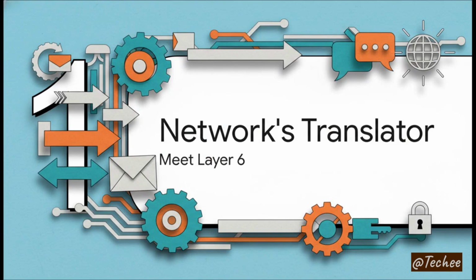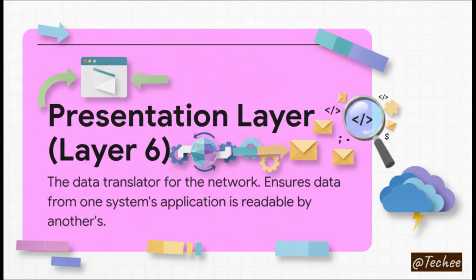What exactly is the deal with this network translator? Okay, so the presentation layer, or Layer 6, is basically the universal translator for everything we do online. It takes the data from whatever app you're using, like your web browser, and gets it into a standard, ready-to-travel format. That's why you'll sometimes hear it called the syntax layer.